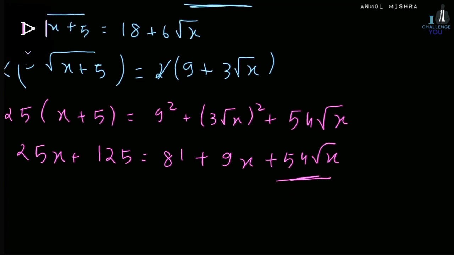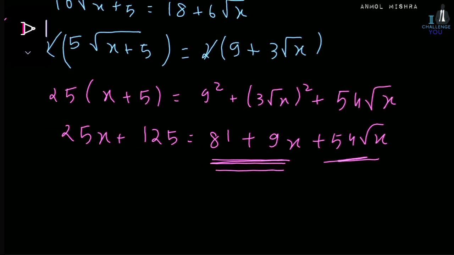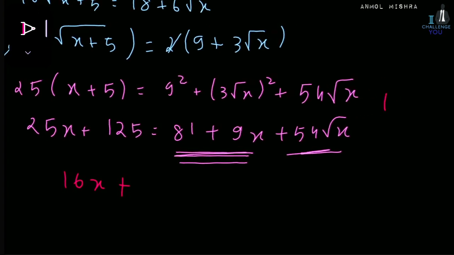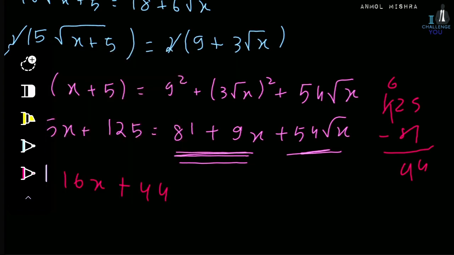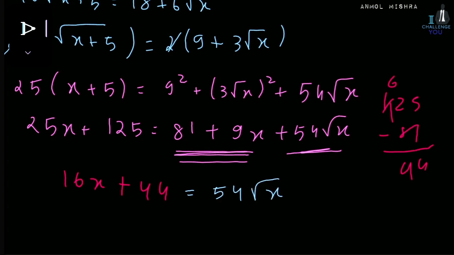Now we will keep this over here and shift these two terms to the left side. So 25x minus 9x is equal to 16x, plus 125 and 81 is there, so let us subtract that over here. So 125 minus 81, it would be 44. So 16x plus 44 is equal to 54 root x. So we have reached this equation.